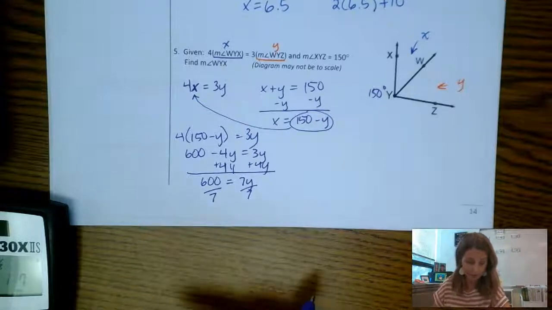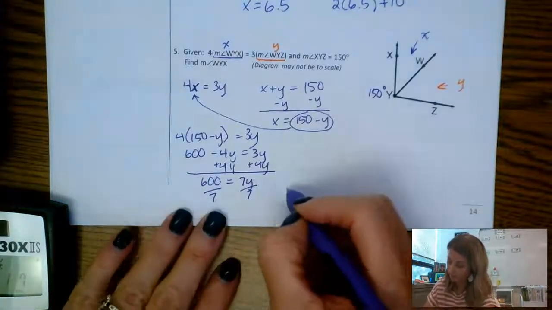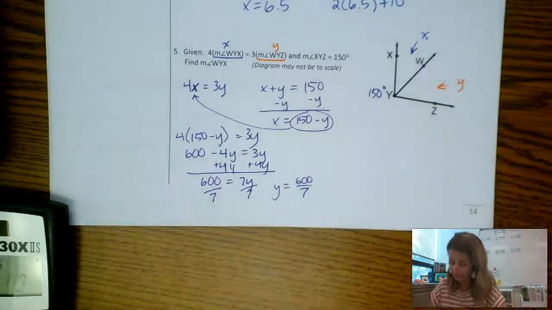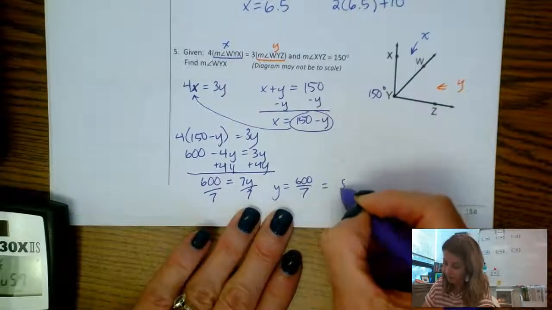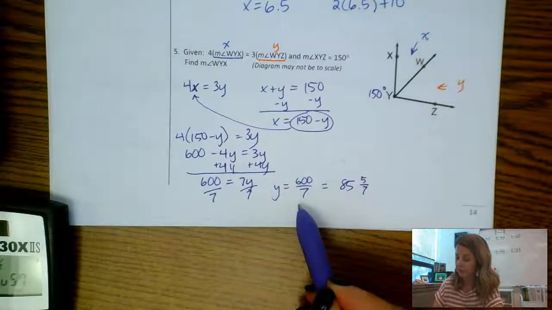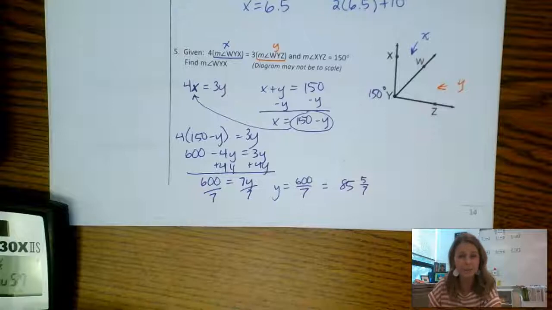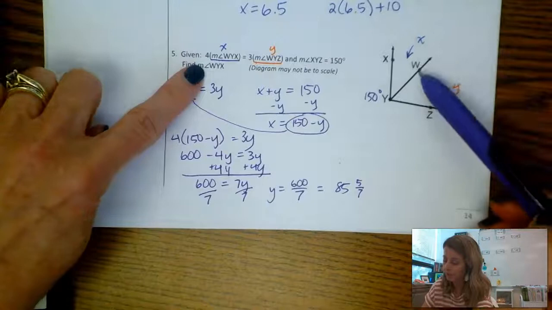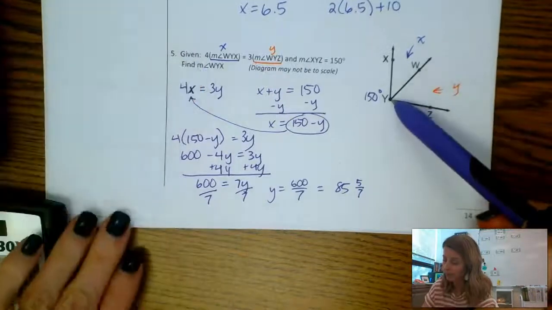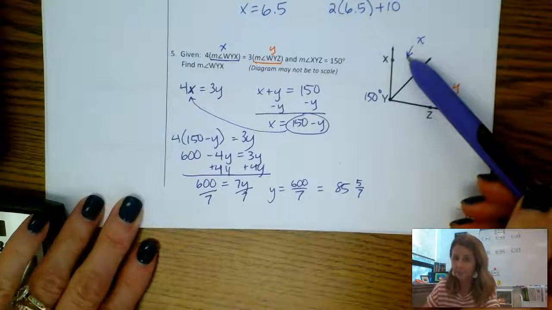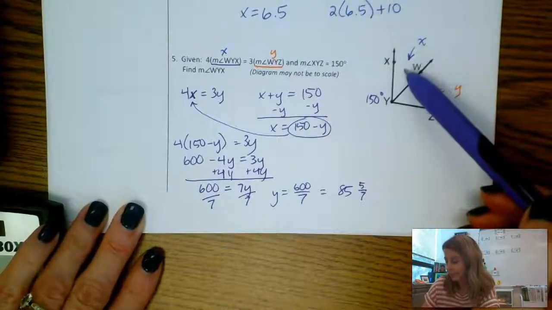Okay, so you could write it, let me do a couple things. I want to leave it as 600 over 7. It does turn into a mixed number. You might write it as 85 and 5/7, but I'm probably going to stick with 600 over 7. So it's a messy number. Before I go any further, I'm trying to find the measure of wyx. So I'm actually trying to find the measure of x over here, or this angle I called x.